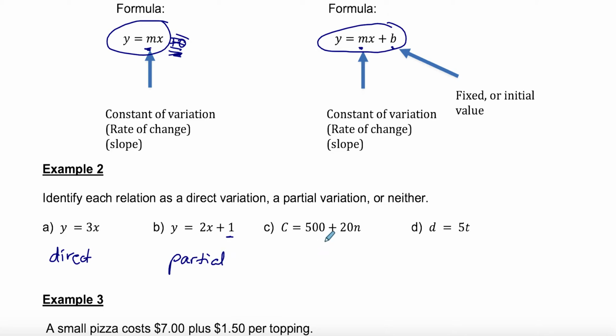When I look at this one, it doesn't matter where the constant of variation is. It's over here this time because it has the variable with it. This is our initial value this time. Since we have an initial value of 500, this is partial. And this last one, we just have a constant of variation and no initial value. I know this is a rate or a constant of variation because it has a variable beside it. So this one is direct.